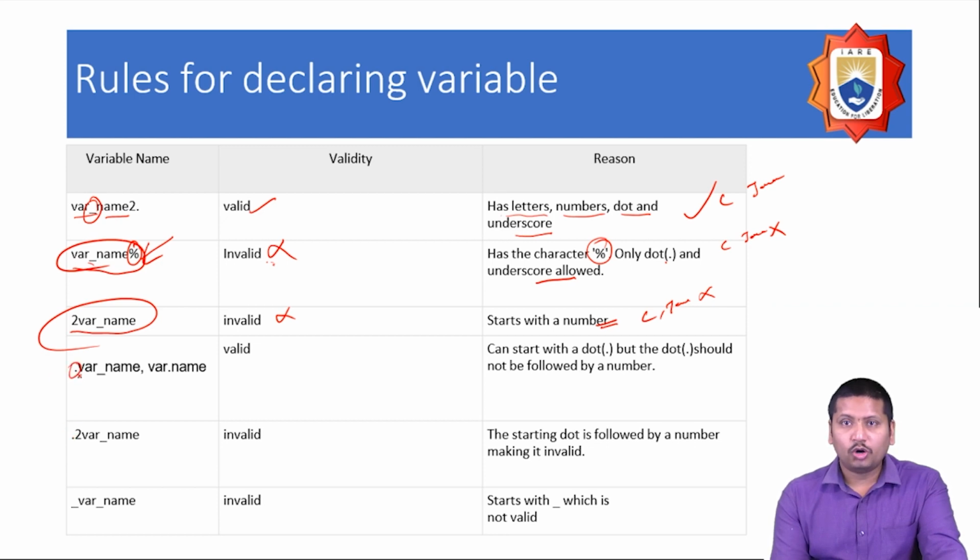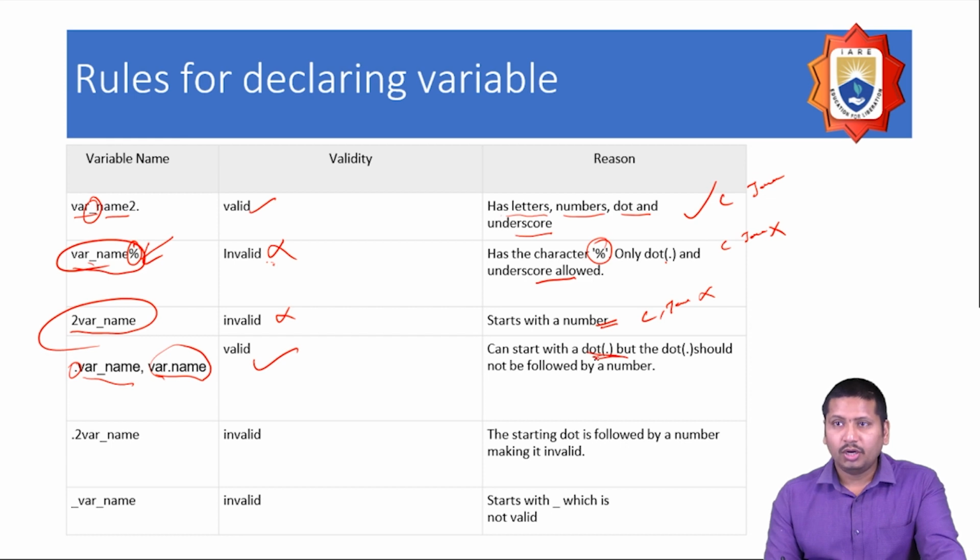The first thing is a dot operator followed by an underscore and variable dot name. So this should be a valid one, since it starts with the dot operator, but the dot should not be followed by a number. That is the problem. But in C and Java, this would be an invalid statement.